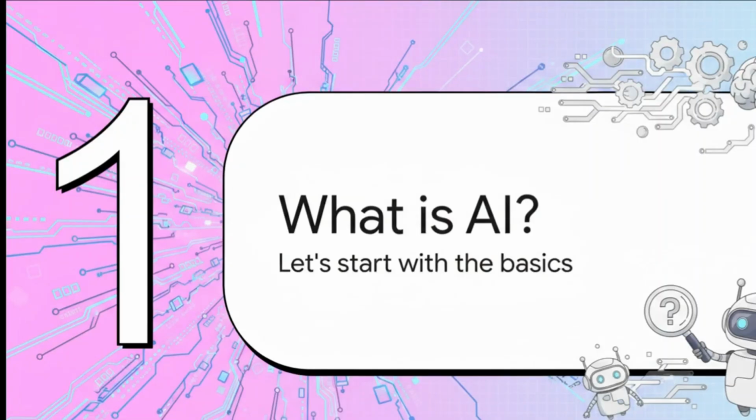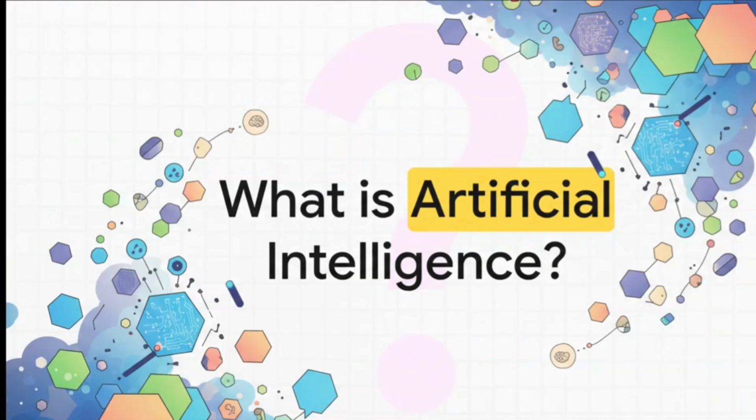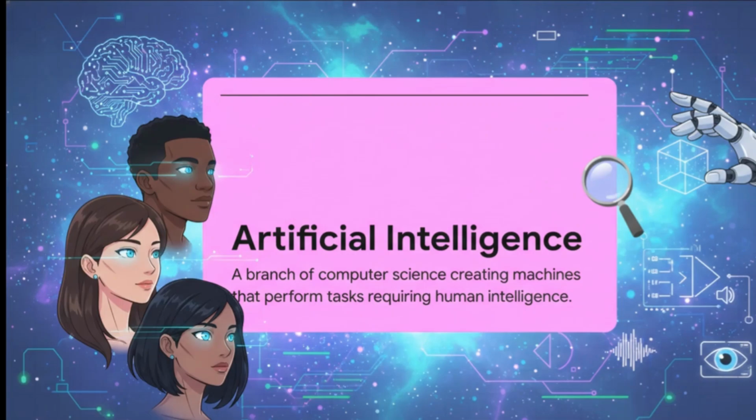Before we get into all the crazy things AI can do, we really need to get on the same page about what it even is. So, what is it? At its absolute core, AI is all about building machines that can do things that normally require a human brain. We're talking about stuff like learning, reasoning, solving problems. It's about getting machines to not just compute, but to think and act intelligently.